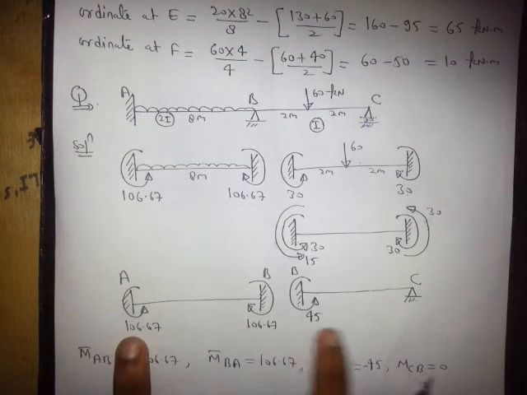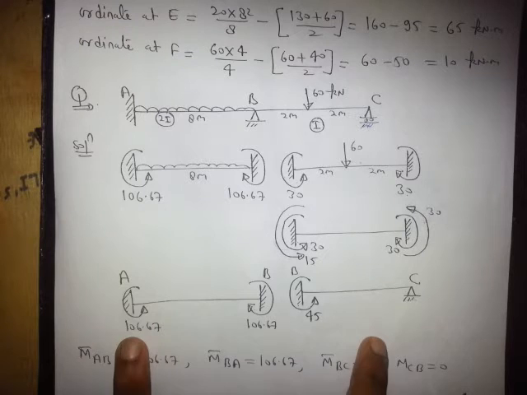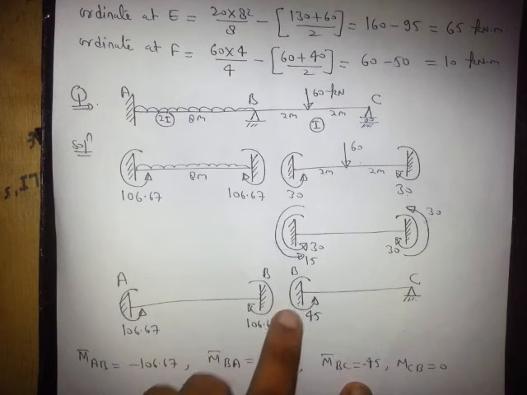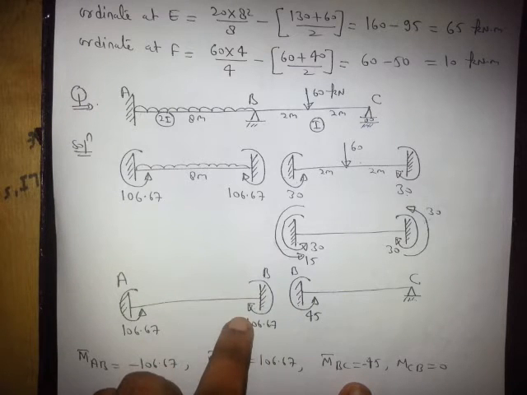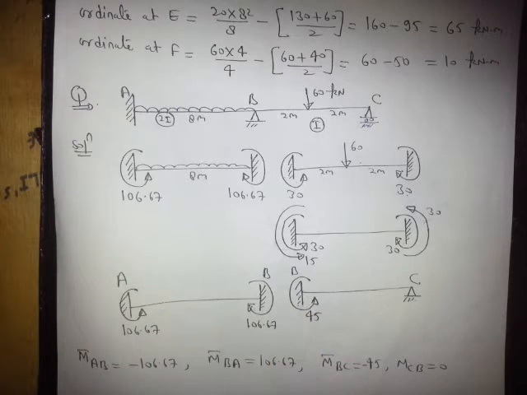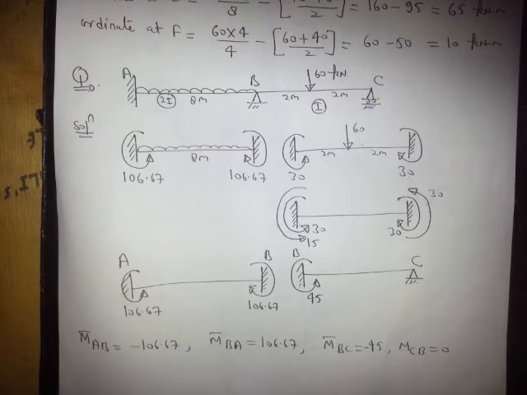So these are not the true moments. Why are they not the true moments? Because at joint B the net should be 0, but the net is not 0. One is 106 and the other is 45. So these are the fictitious moments or false moments.